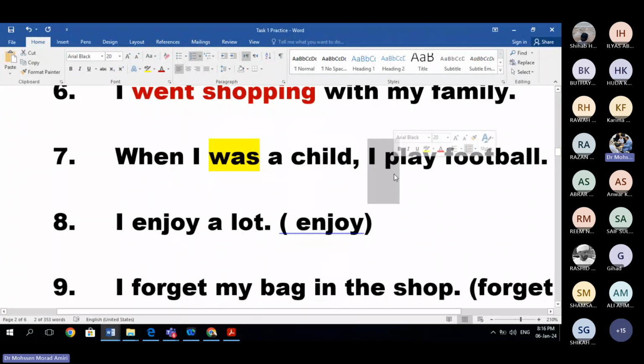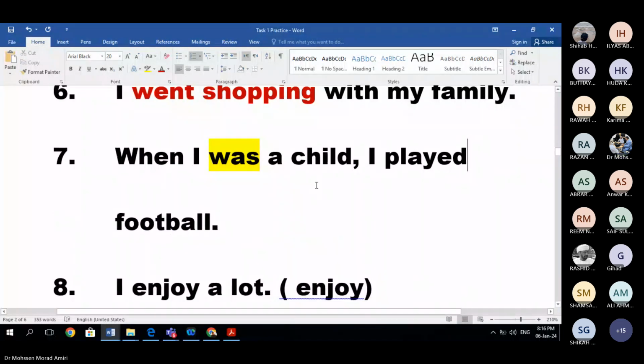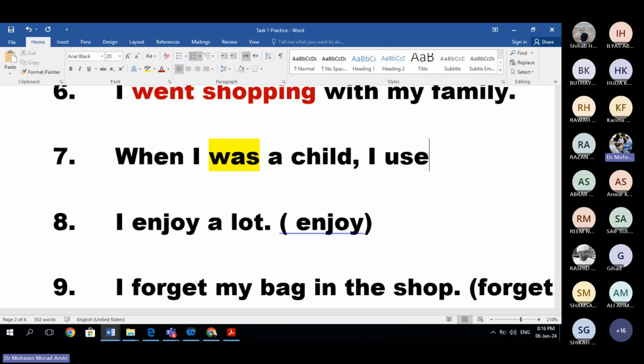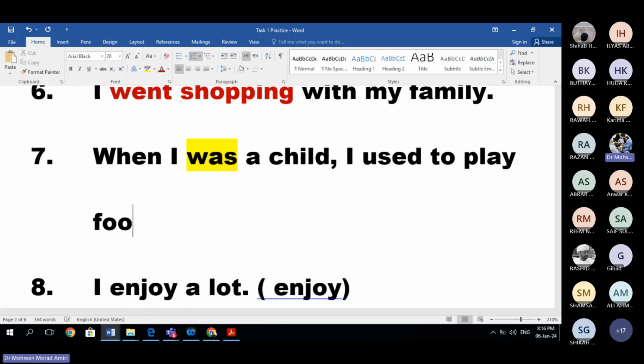Okay, I played football every day, or I used to play football every day. Shabab, this used to is a very nice word. I used to play. Write it down for tomorrow. It's a very, very nice one. Try to use it in your writing. I used to play football every day.